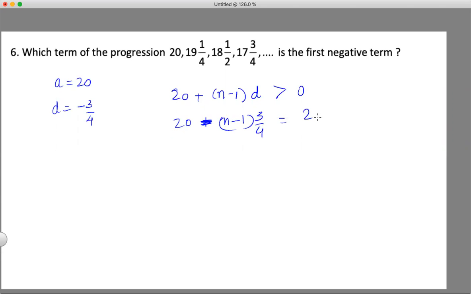It's equal to 20 plus 3/4 minus 3/4 n and 0. So it means 20 plus 3/4. Okay, and this is 83/4.